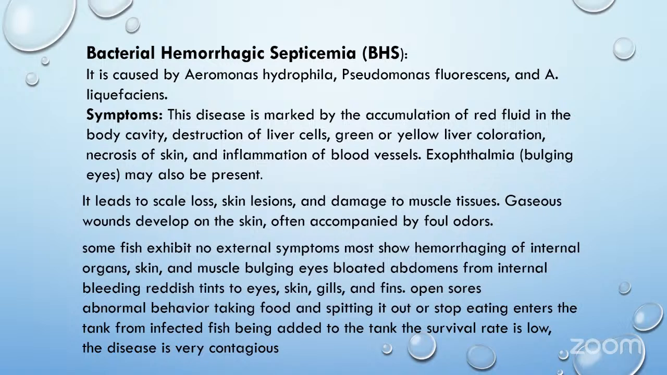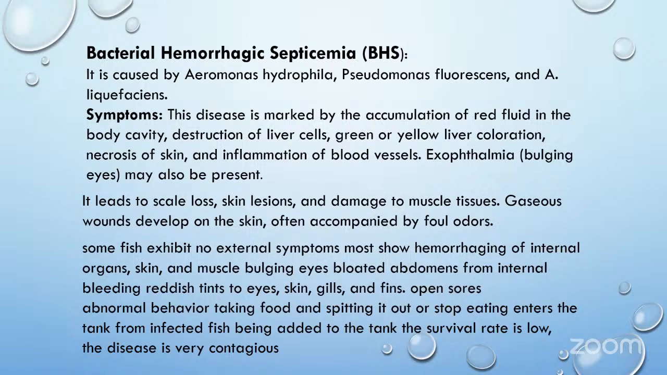Exophthalmia, that is the bulging eyes, may also be present. So these are the symptoms. What are those? Red fluid gets accumulated in the body cavity and liver cells get damaged. The liver color changes into green or yellow color. And on the skin also you find the necrosis of skin patches and inflammation of blood vessels.